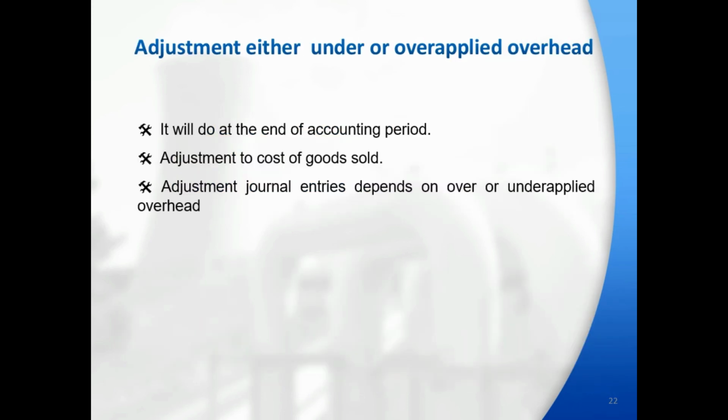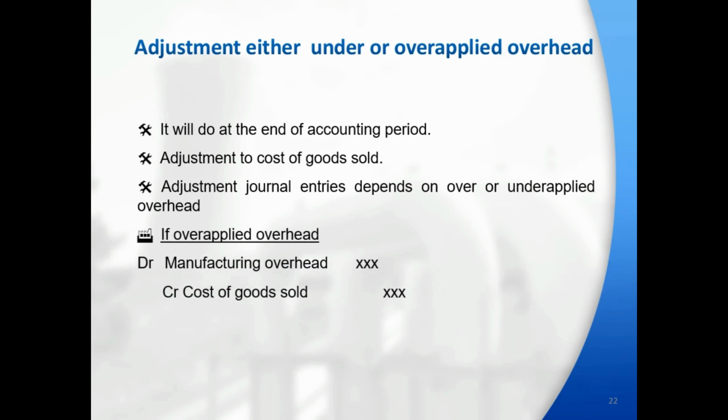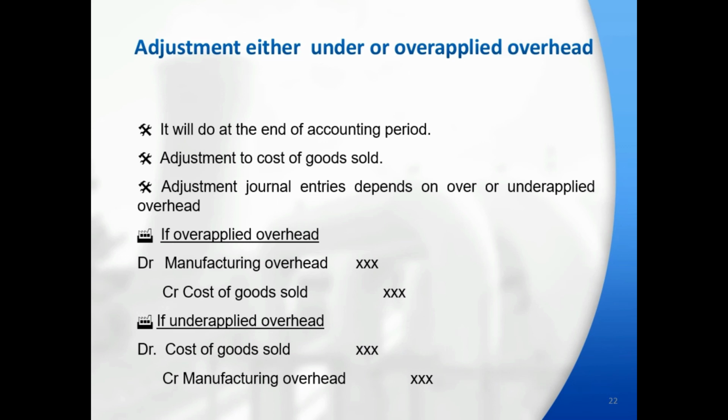Adjustment for either under or over applied overhead. It will be done at the end of the accounting period. Adjustment to cost of goods sold. Adjustment journal entries depend on over or under applied. If over applied, debit manufacturing overhead and credit cost of goods sold. If under applied, debit cost of goods sold and credit manufacturing overhead.